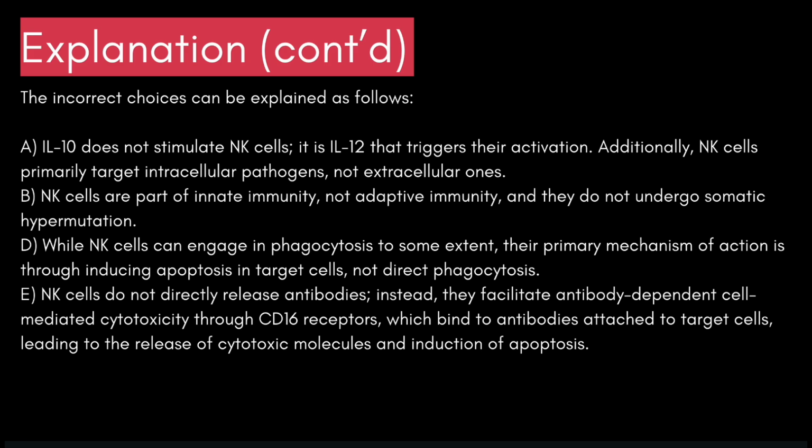While natural killer cells can engage in phagocytosis to some extent, their primary mechanism of action is through inducing apoptosis in target cells, not direct phagocytosis. Natural killer cells do not directly release antibodies. Instead, they facilitate antibody-dependent cell-mediated cytotoxicity through CD16 receptors, which bind to antibodies attached to target cells, leading to the release of cytotoxic molecules and the induction of apoptosis.